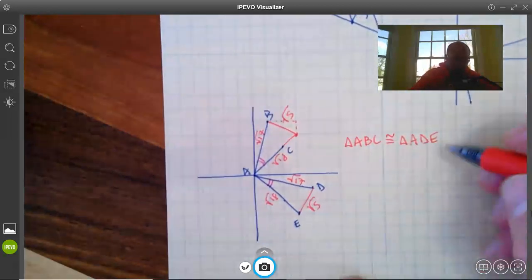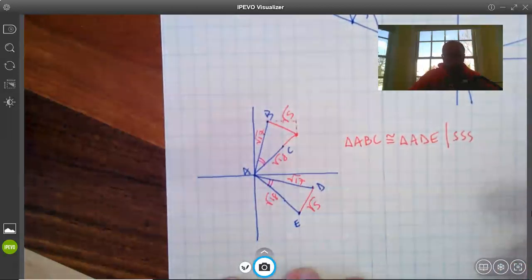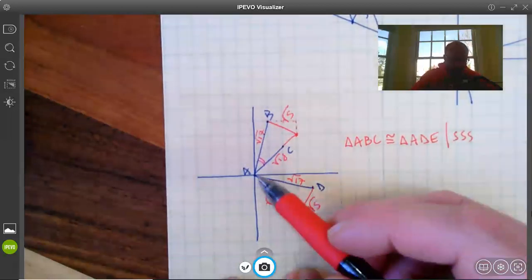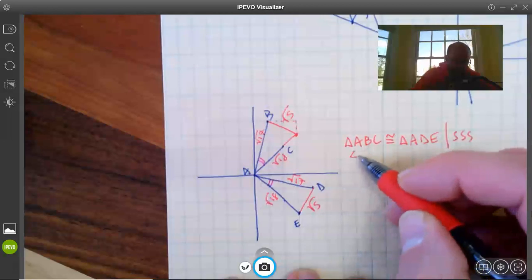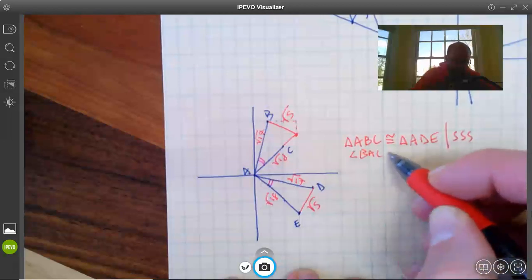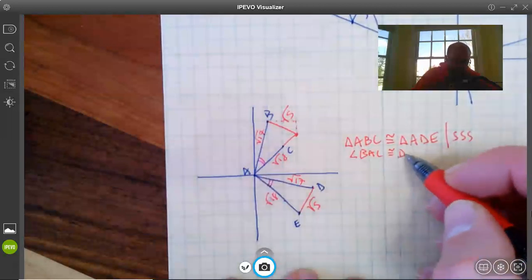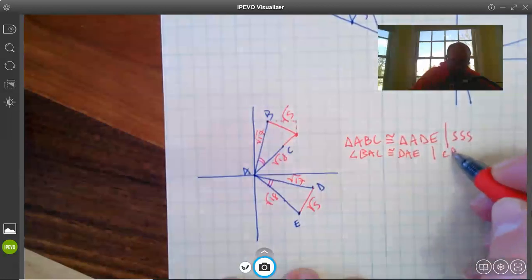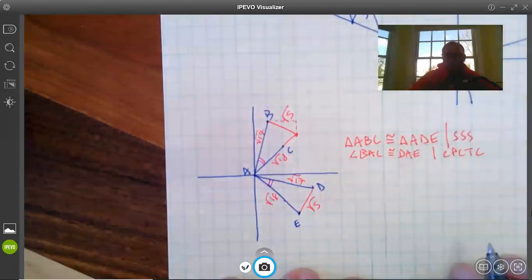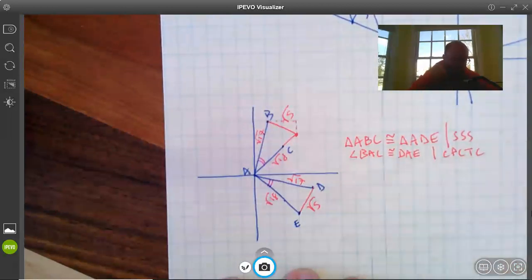And because of that, we know that corresponding parts of those triangles are also congruent, so we know that angle BAC must be congruent to angle DAE. And that's by corresponding parts of congruent triangles are congruent.